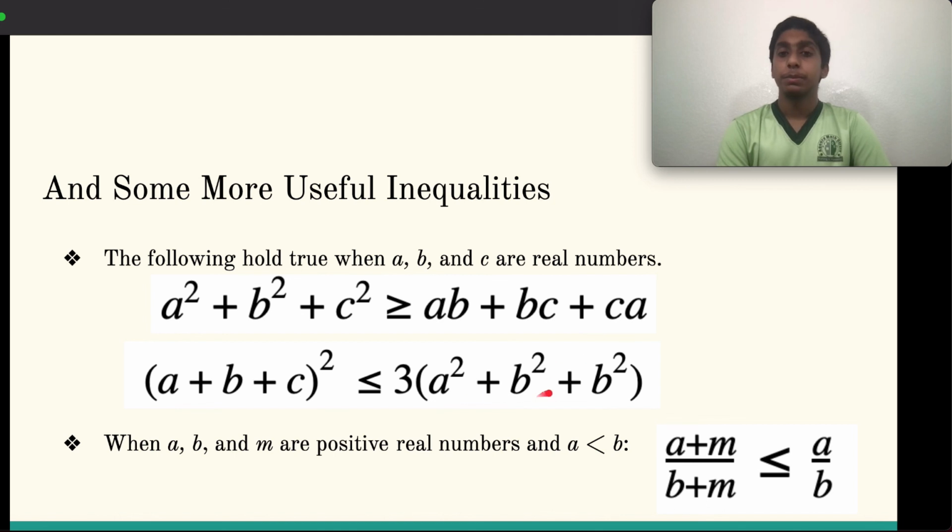Also, one quick correction over here. It says a squared plus b squared plus b squared. This is a c squared. That should be pretty obvious, but it's a squared plus b squared plus c squared over here, because this is a plus b plus c whole squared. So that's why it's going to be a squared plus b squared plus c squared.